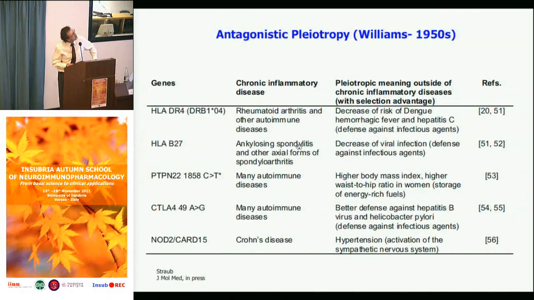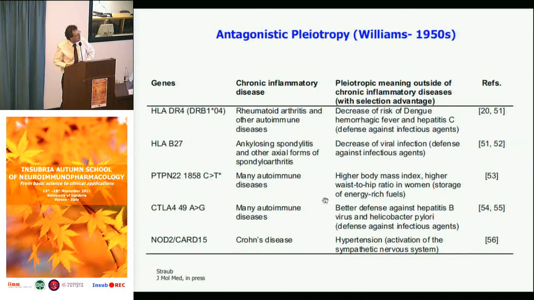HLA-B27 is linked to ankylosing spondylitis. In Germany, we say Morbus Bechterew. That was a German. In France, they say Morbus Strümpel. Was a French. So now it's called ankylosing spondylitis. This is linked to the decrease of viral infections, not only one type, many different, even HIV is nicely linked to it. And it's a defense against infectious agents.